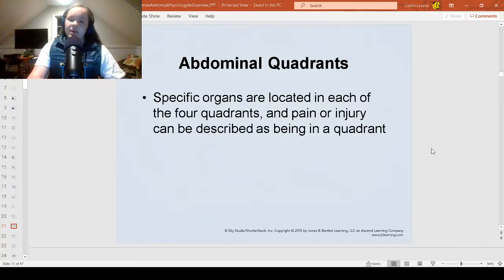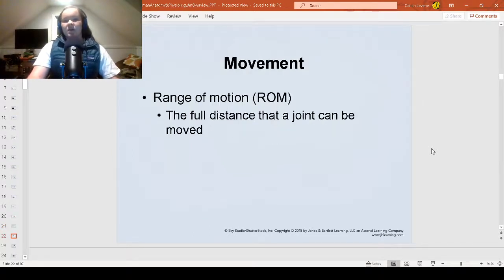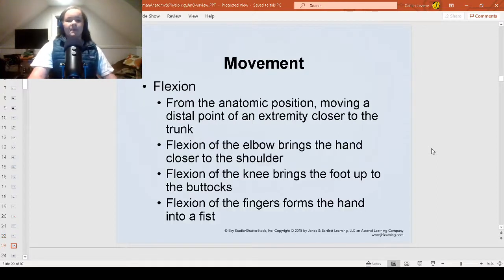Specific organs are located in each of the four quadrants, and pain or injury can be described as being in a quadrant. We have ROM, range of motion, which is the full distance that a joint can be moved. Flexion is moving a distal point of an extremity from the anatomic position closer to the trunk. Flexion of the elbow brings the hand closer to the shoulder. Flexion of the knee brings the foot up to the buttocks, and flexion of the fingers forms the hand into a fist.